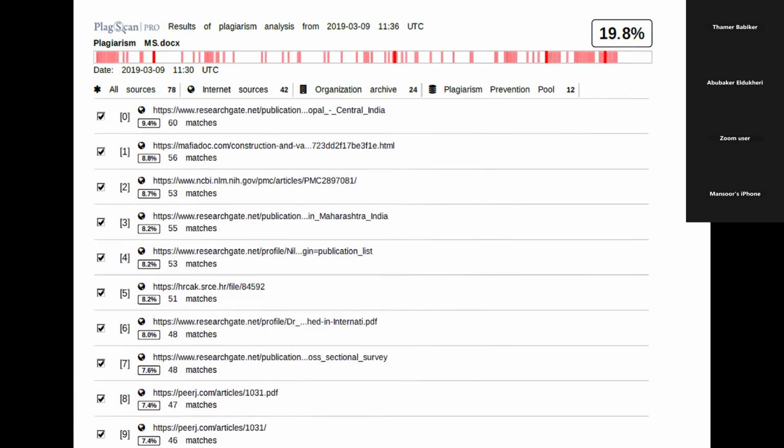Because there are some texts that are inevitable, you cannot avoid using them, especially in the methodology part. For instance, if you want to take a blood sample, you will write 5 ml of venous blood were extracted from the participants. You will find this in hundreds, thousands of publications.